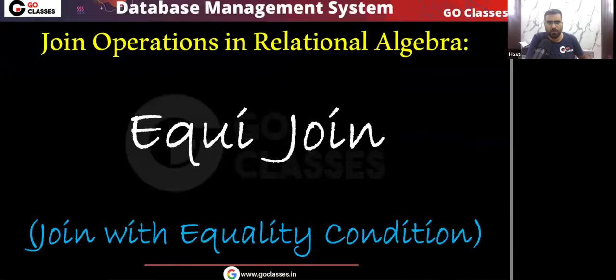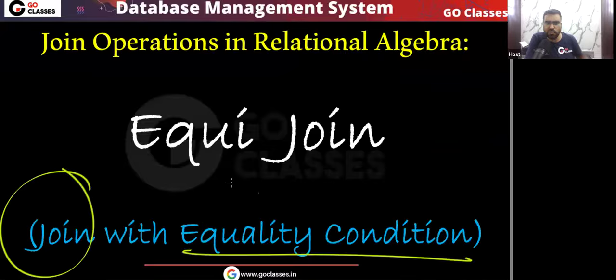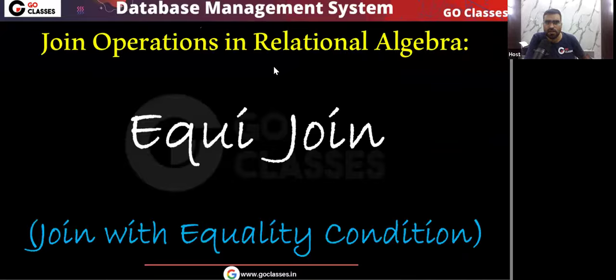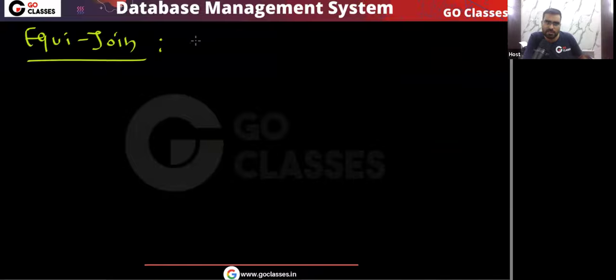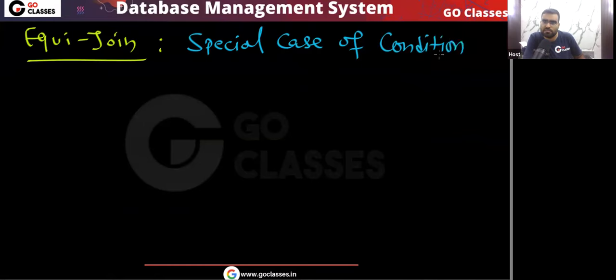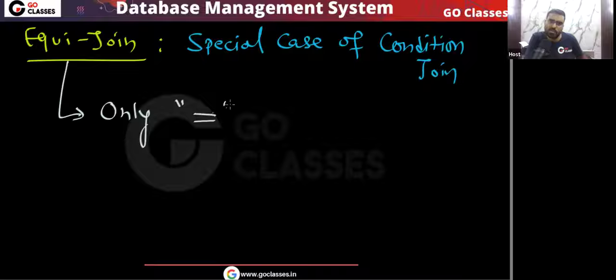Simple. Let's move on now. Now let's see equijoin. What is this concept? This is a conditional join with an equality condition. That's it, nothing else. I told you that equijoin is a special case of conditional join. In this equijoin, what happens? We only use equality comparison. Only equality comparison is used.